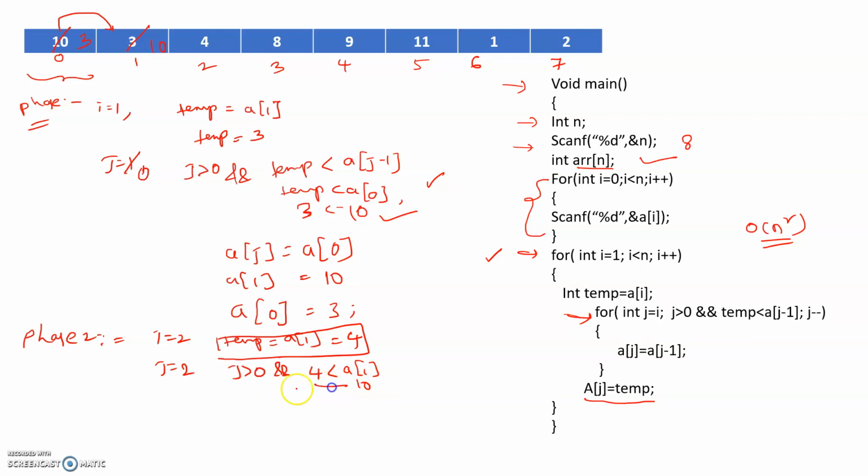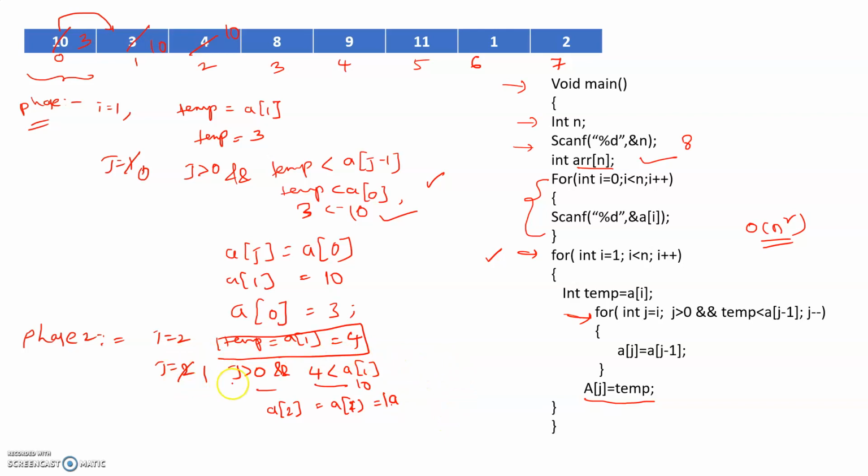So when these conditions are true, I am going to do an assignment a of j. Now a of j value is 2 and which is going to assign with a of j minus 1. A of j minus 1 value is what? 2 minus 1 is 1. So now it is having a of 1. A of 1 value is 10. The 10 will be copied into a of 2. Now 10 will be copied into a of 2. Right. Next iteration j value will be decremented by 1.